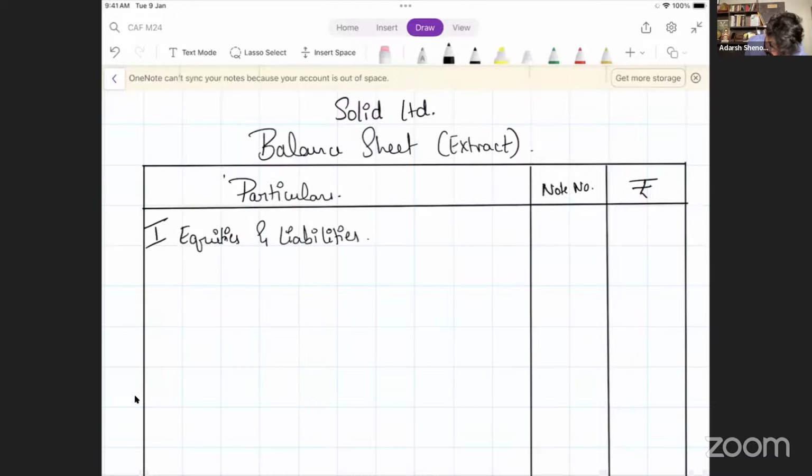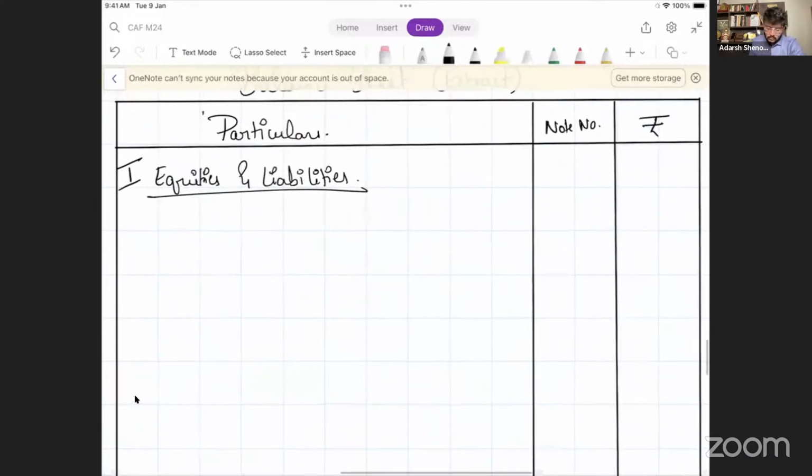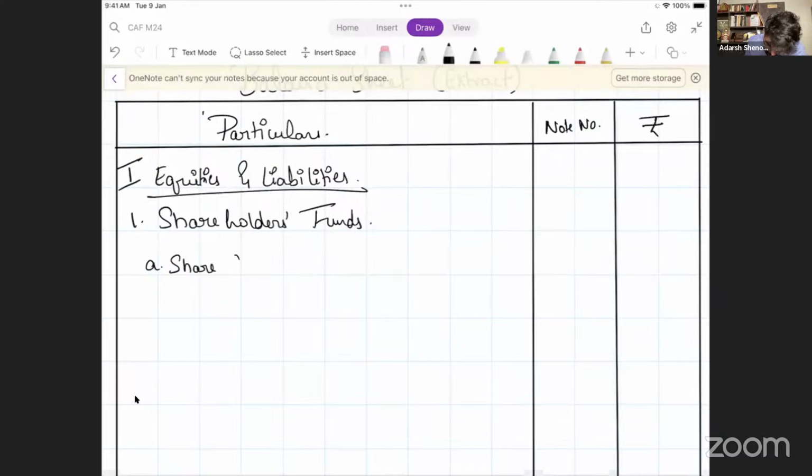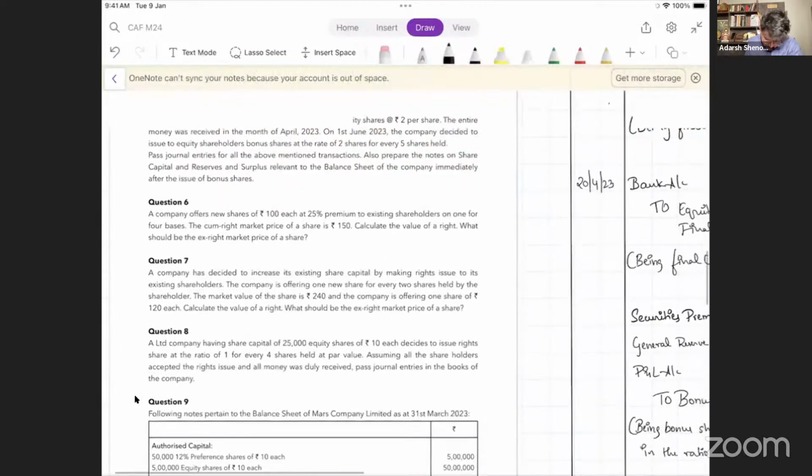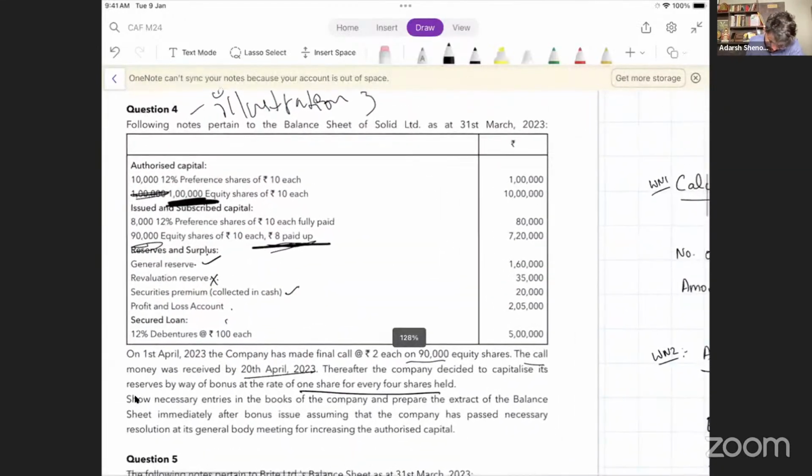Equities and liabilities. Under this, first, shareholders' funds. Under this, we have share capital. And then we have reserves and surplus. Then look at whatever data they have given, see if there's anything else that I can write.